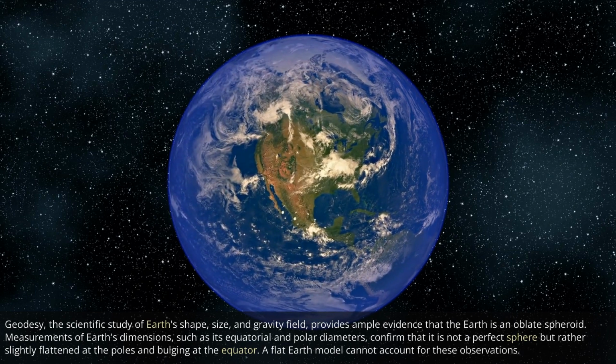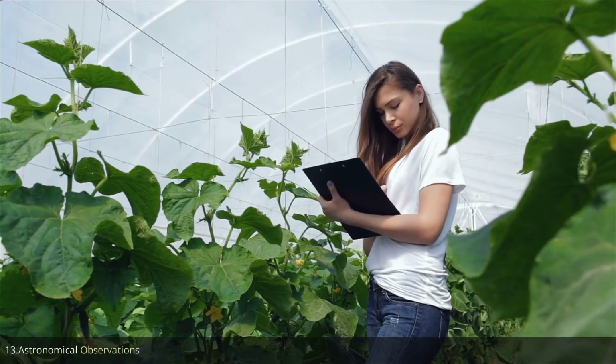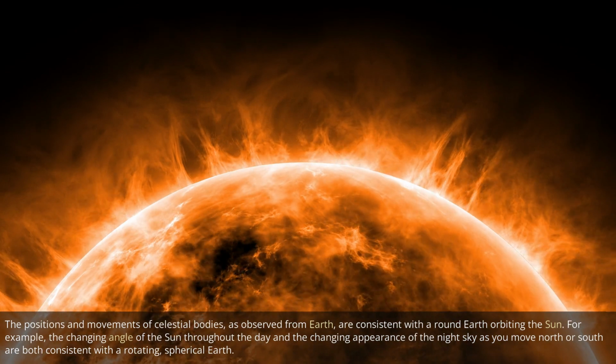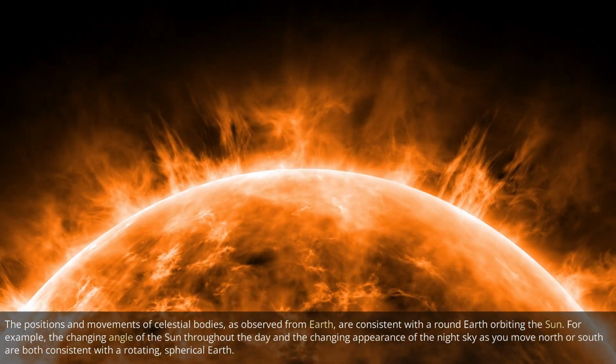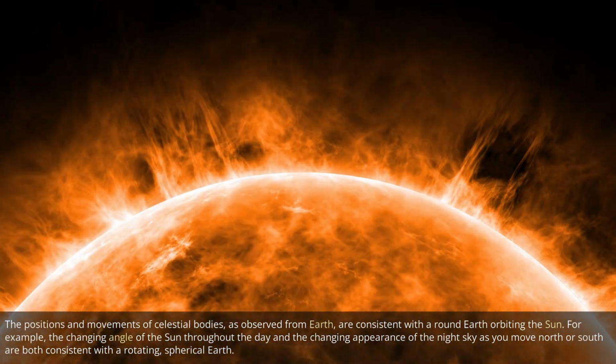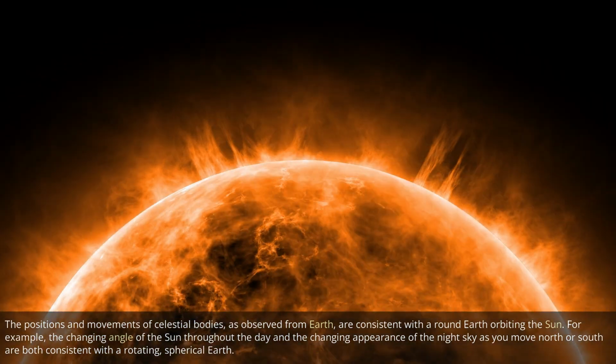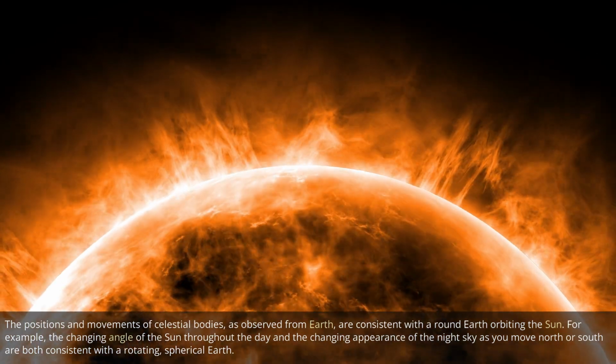13. Astronomical observations. The positions and movements of celestial bodies, as observed from Earth, are consistent with a round Earth orbiting the Sun. For example, the changing angle of the Sun throughout the day and the changing appearance of the night sky as you move north or south are both consistent with a rotating, spherical Earth.